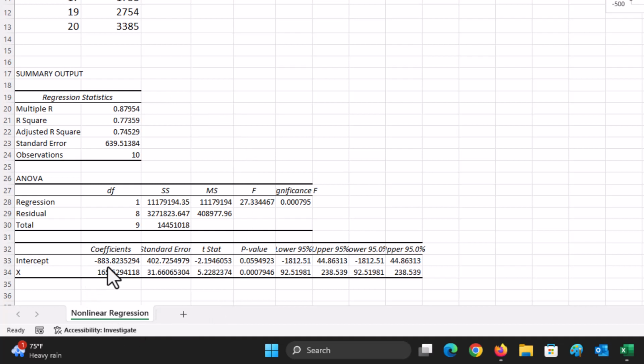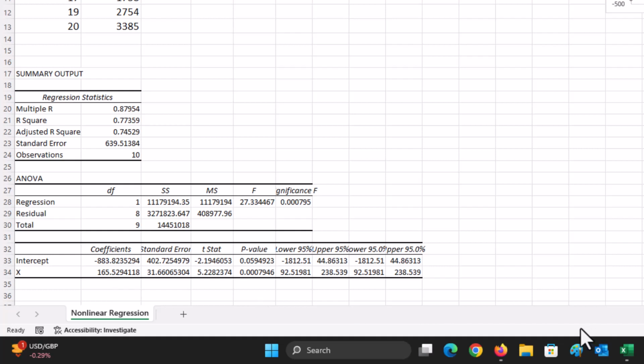And then we can look at the regression function equation. The intercept is minus 883.8, the coefficient of x is 165, therefore the linear regression function equation, or the estimated one, is f(x) = -883.8 + 165x.